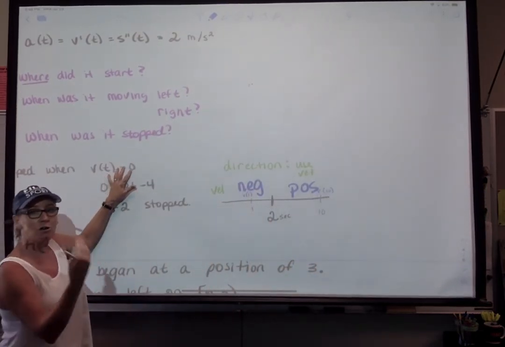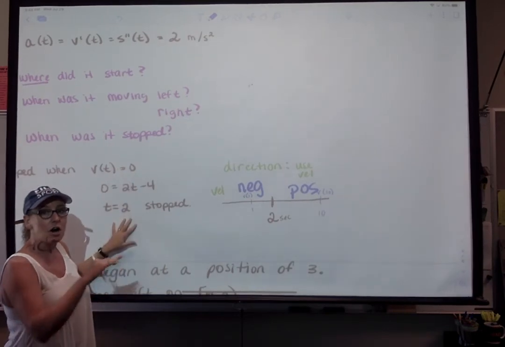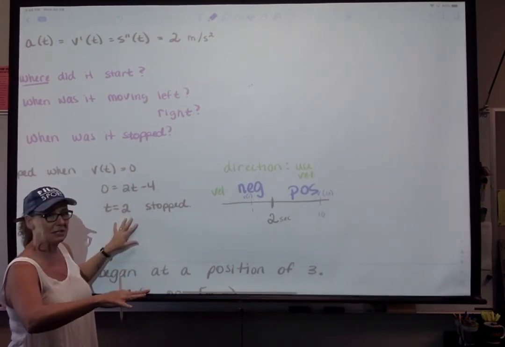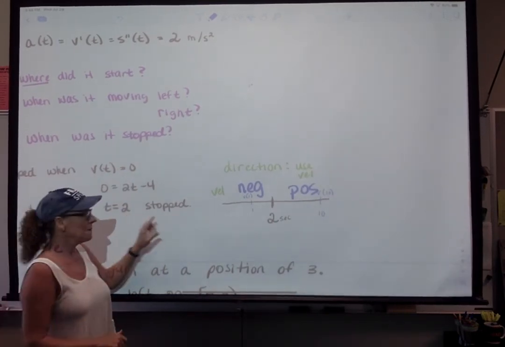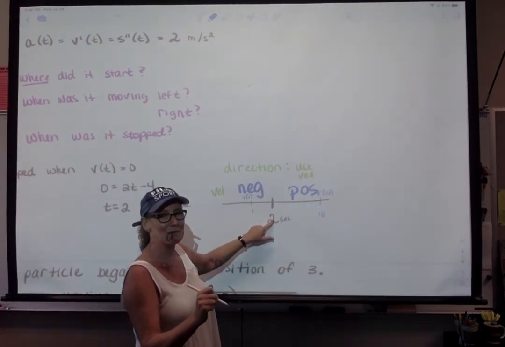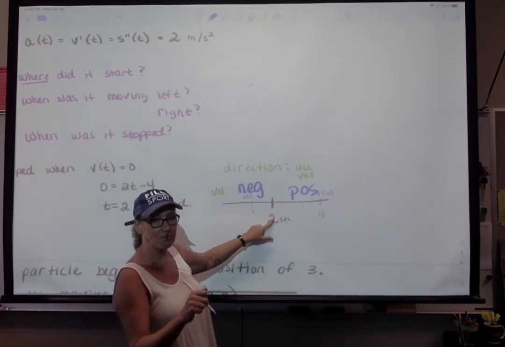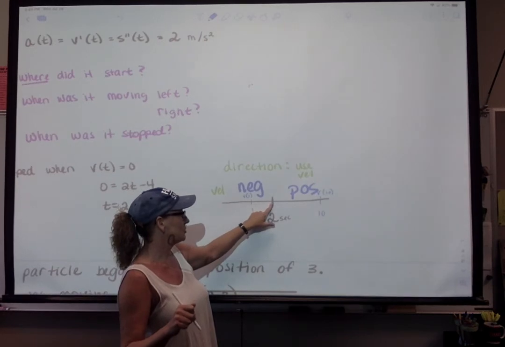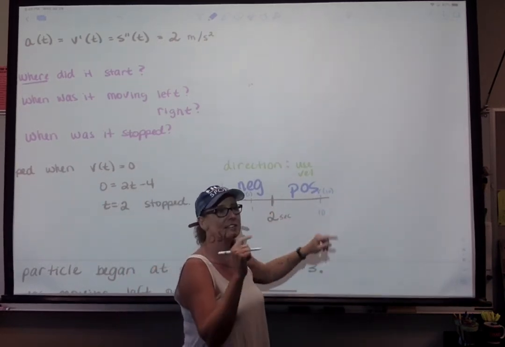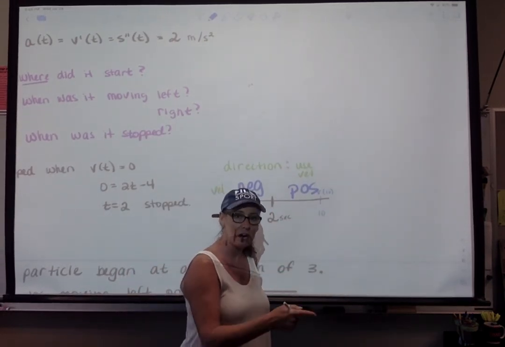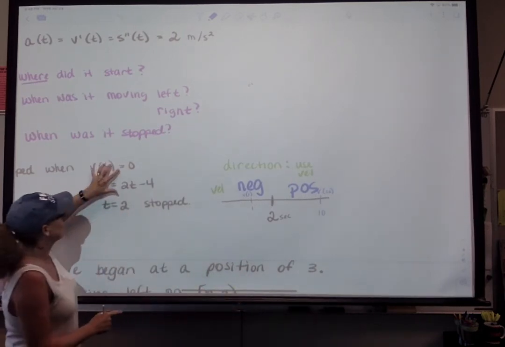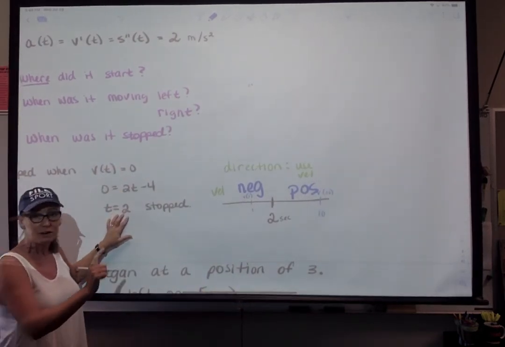Because we already found the only possibility where velocity was 0. This is the only time this particle was stopped. It never stopped from 0 to 2, and from 2 on, it's never going to stop. I know that because I set my velocity equal to 0, and I only found one answer.